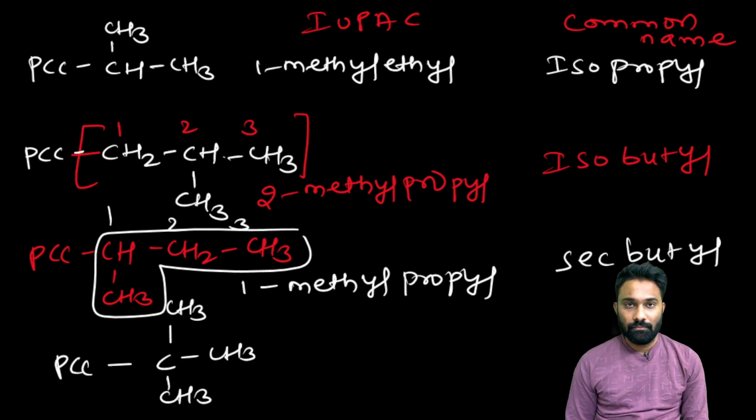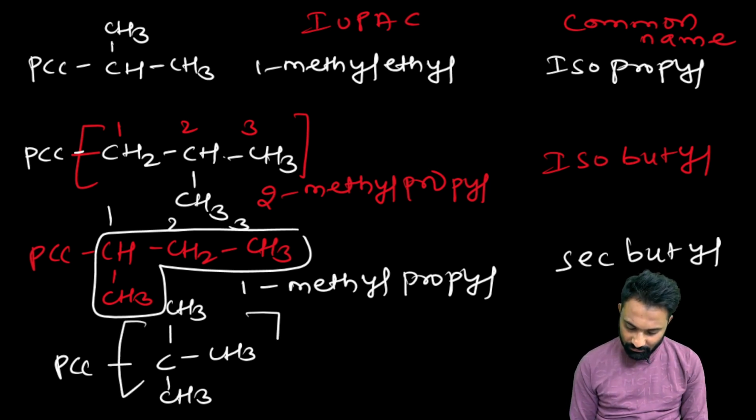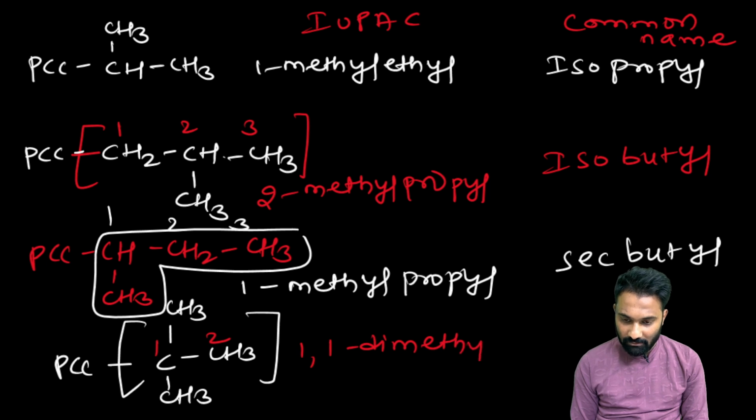Now next, if PCC and this carbon is attached in this manner, this type of complex substituent if they have given, naming will be 1, 2. Anywhere it will be the same, here 1, 2. Then 1, 1 dimethyl, 1, 1 dimethyl ethyl.